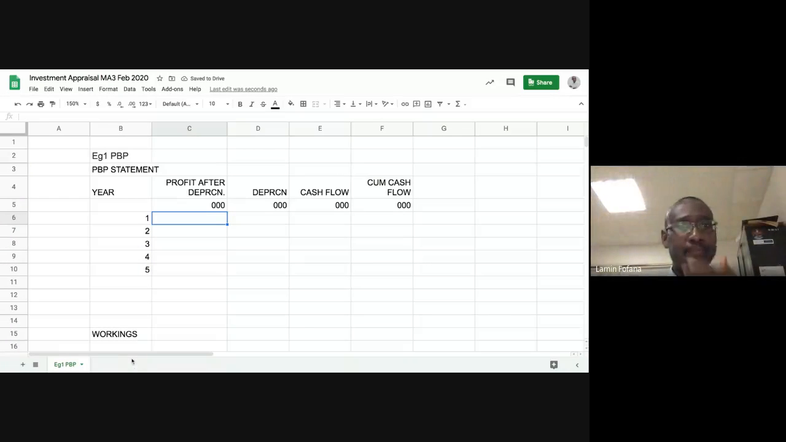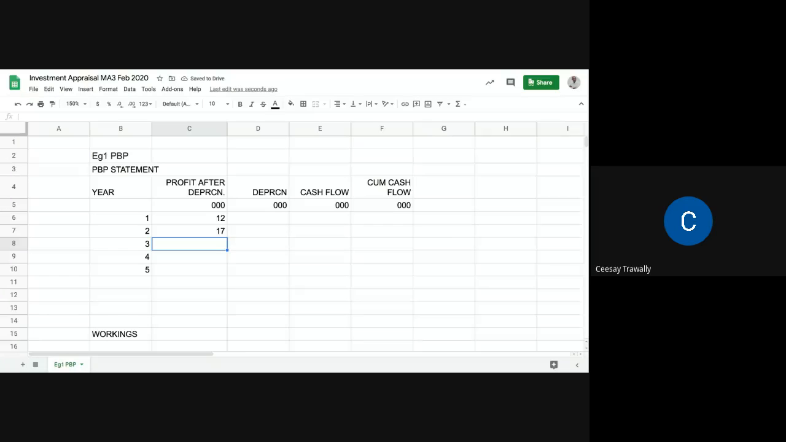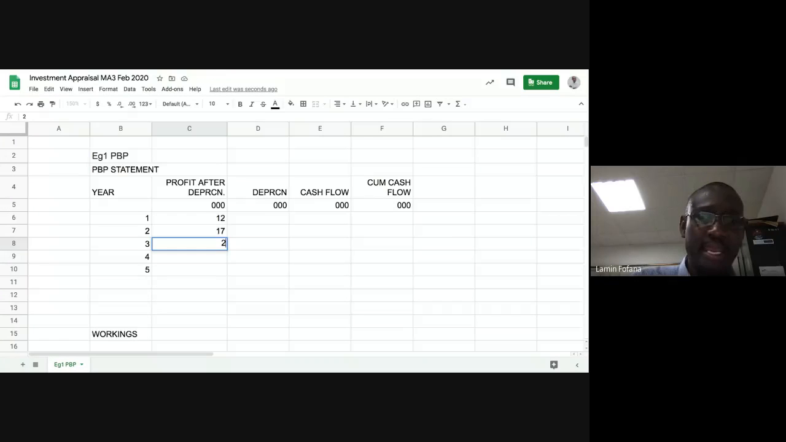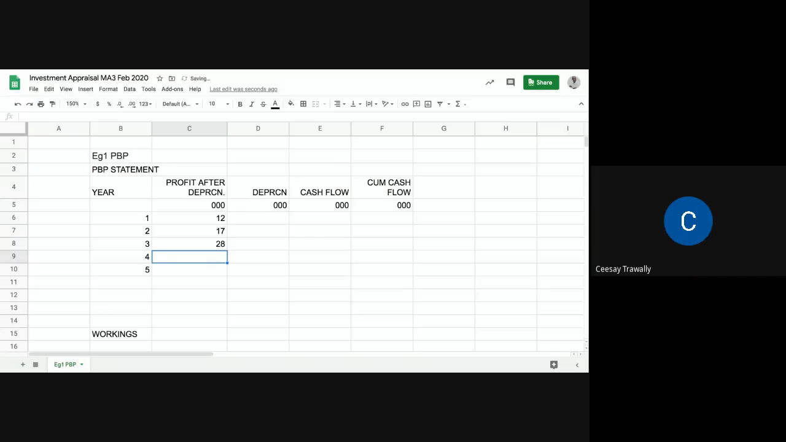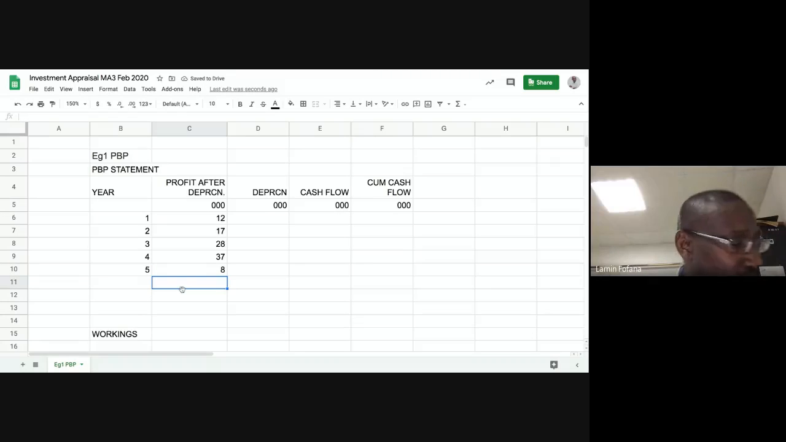So the profit after depreciation has been given in the question. We've expressed this in thousands. So the first one will be 12. Okay, give me the second one. It's quick. 28. 17, 28, 37. 37,000. And 8,000. Because they are all in thousands, we can just put the numbers without the thousand.